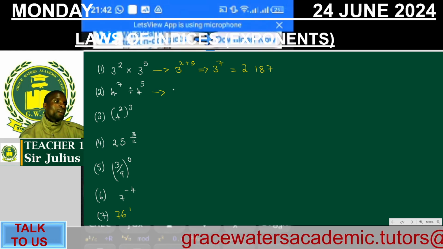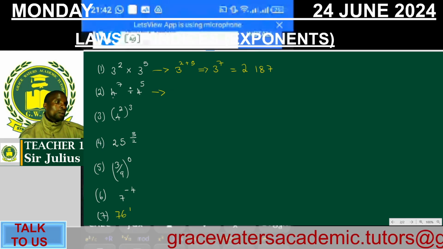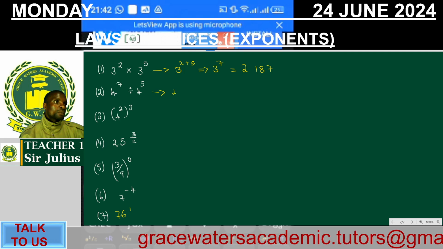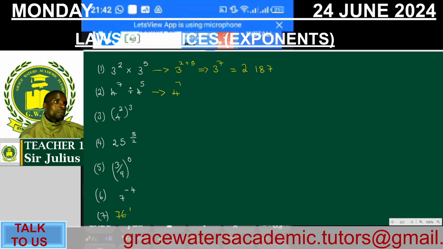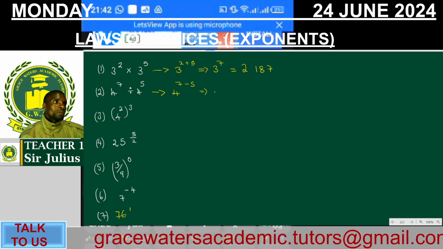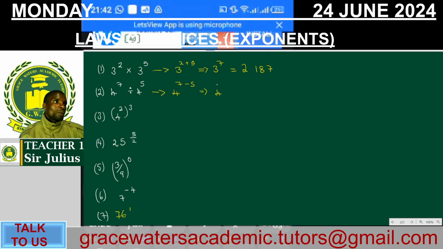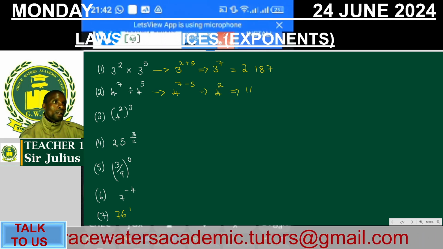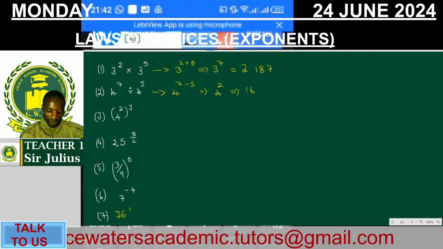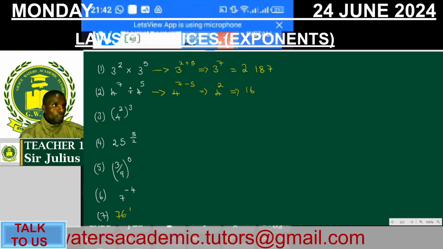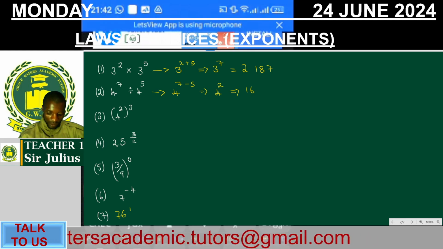Okay, we go to number 2, which is saying 4 to the power 7 divided by 4 to the power 5. The law of subtraction comes in, which is 4 to the power of 7 minus 5. Okay, and then what do we get? We get 4 to the power of 2, and the answer is 16. You can even put it into your calculator. 4 to the power of 2, and then you get 16.